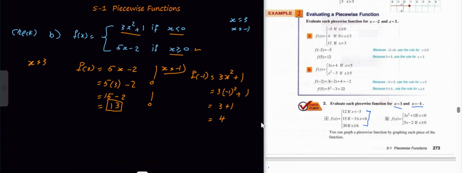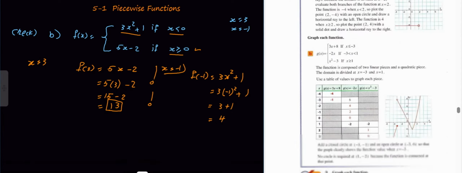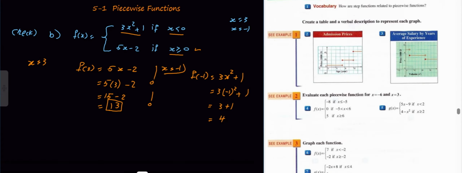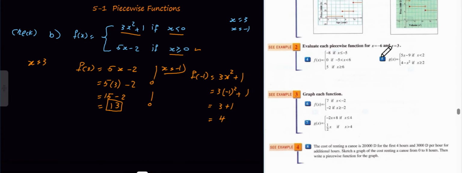Let's solve some more examples in the book, in the exercises. Look at here. It said evaluate x equals -6 and x equals 3. We have to put it here. When we put -6 in these domains, -6 is less than or equal to -5, so that one is true for the first one. So we have f of -6 equals -8. We don't need to plug in x because we have just a number; we don't have x to put in.